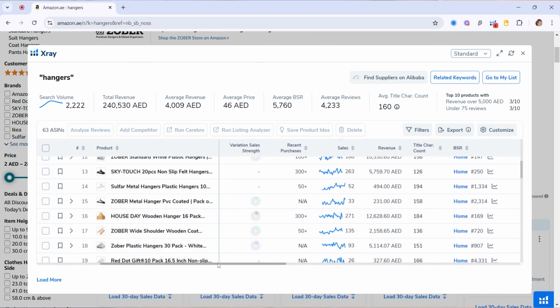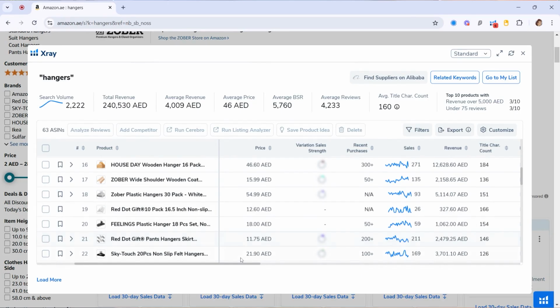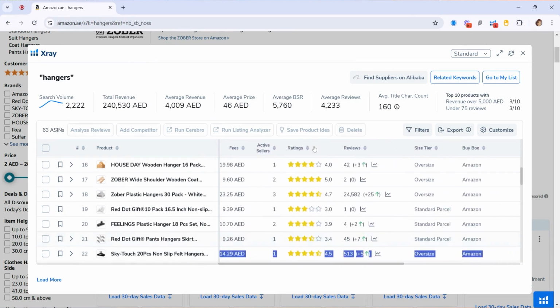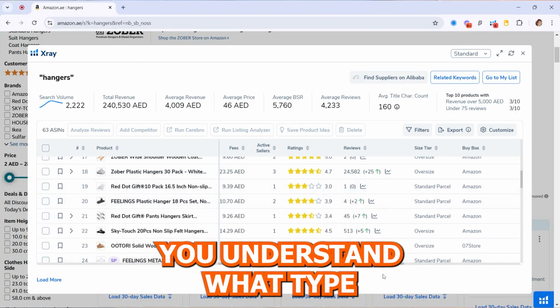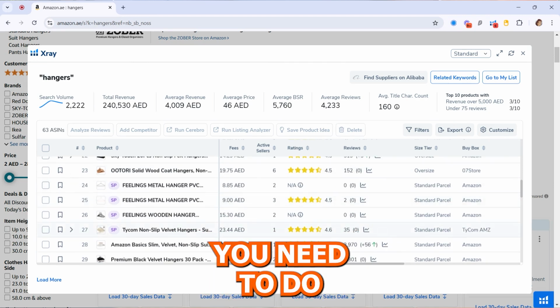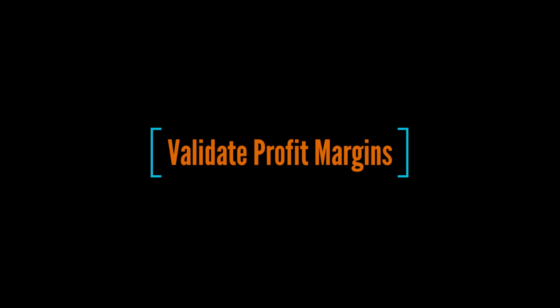And you could also check, very important, like we said, what are the selling prices? Because when you're selling, you're competing against sellers that have different selling prices. And also you can check the reviews. By going to the end right here, you can see the rating, like is it 4 out of 5 stars, 5 out of 5 stars, and how many reviews. And also one fun thing is to see how many reviews are increasing on a monthly basis approximately, which helps you understand what type of reviews you need to get and what you need to do in order to accelerate your reviews as well. And number 3, validate profit margins.